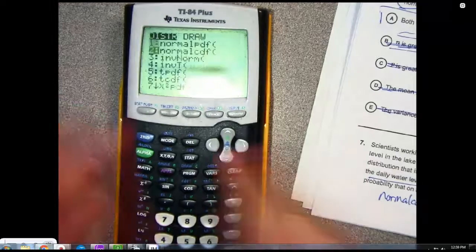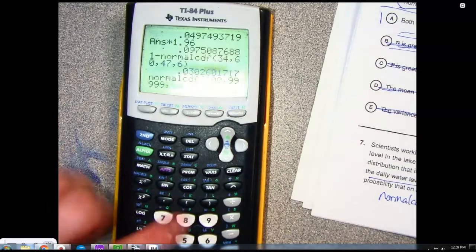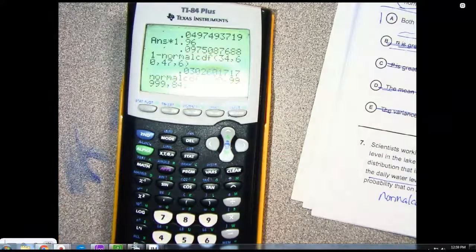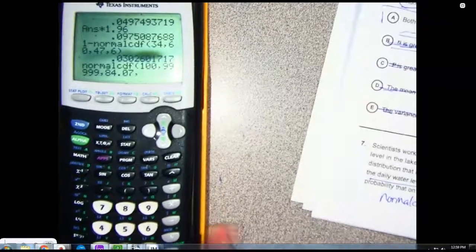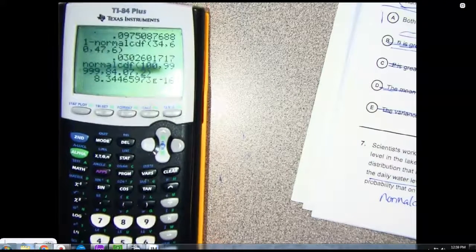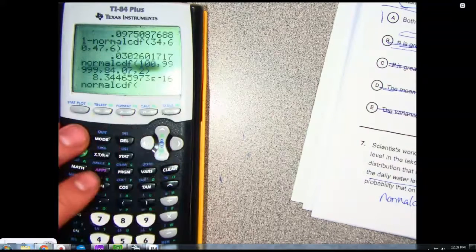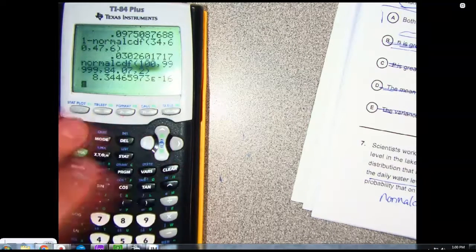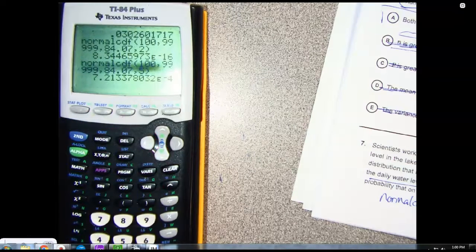So what I did was go, okay, normal CDF, 100, 999, 84.07, and I just guess. I took a wild guess, like what do I think my standard deviation is? And I started with 2, I think. And I got a super tiny number. So that tells me that my guess is wrong. Then I was like, well, let me try a bigger number. If I get closer, I'm going in the right direction. And if I get further away, I'm going in the wrong direction. So I tried 5.